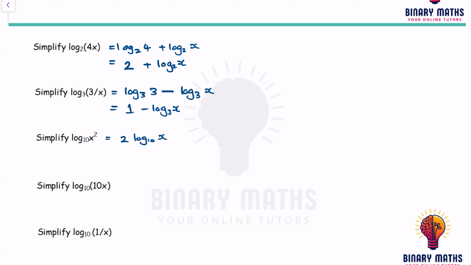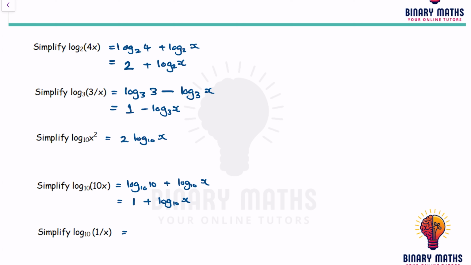Okay, log base 10 of 10x is the same thing as separating it out because it's 10 times x. It's the same thing as log base 10 of 10 plus log base 10 of x. Log base 10 of 10 is 10 to the power of something gives you 10, which is 1. And the second term stays the same. It's got an unknown.